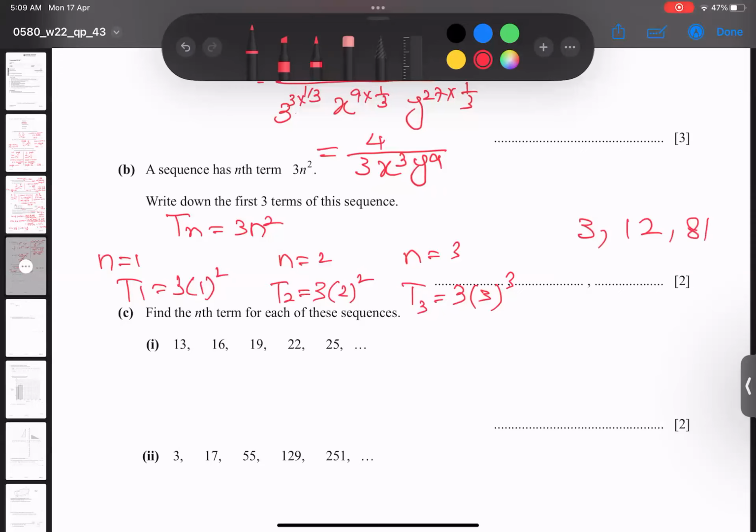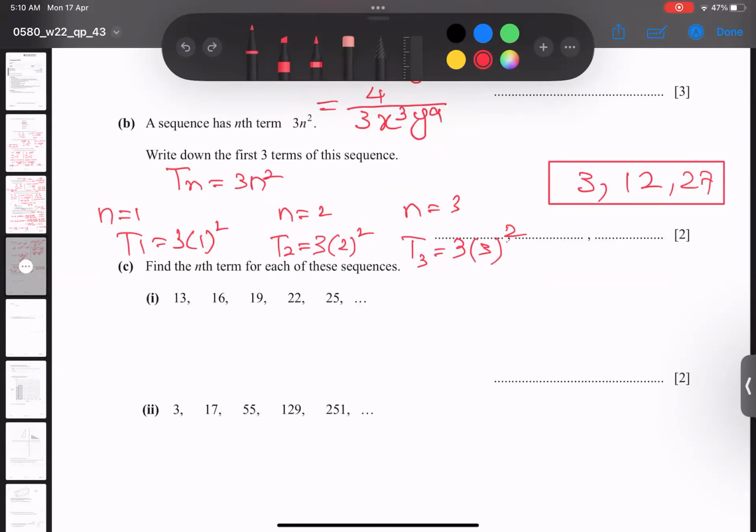So I hope it is clear. Oh, sorry, there's a power 2, not cube. Sorry for that. So this is wrong, because the power is 2. So the answer finally is 27. So these are our three terms we need. Simply I plug in one time 1, one time 2, and one time 3. So I hope this is clear.